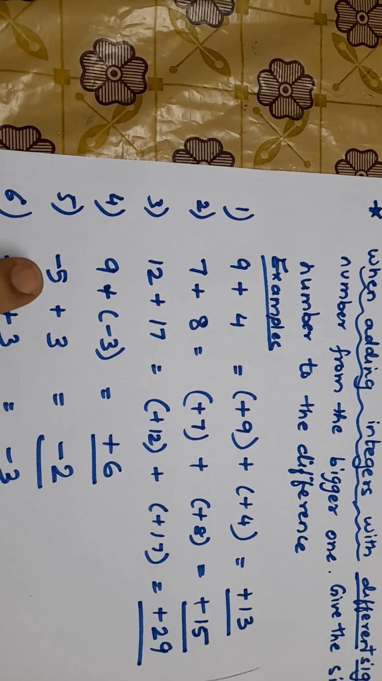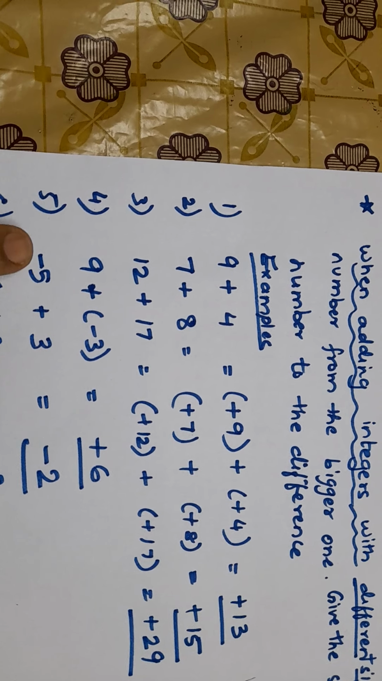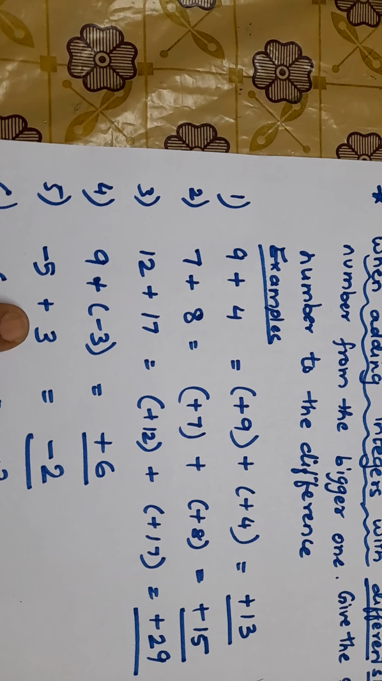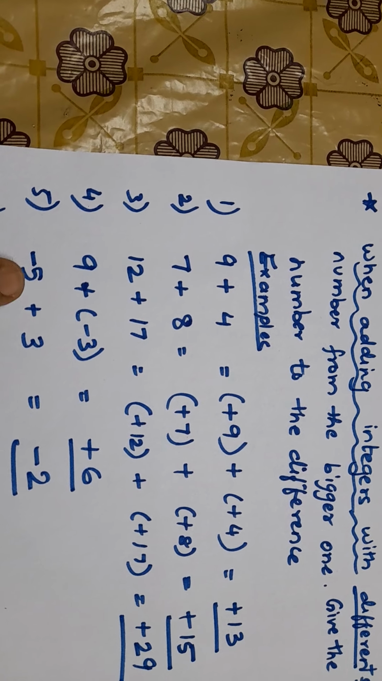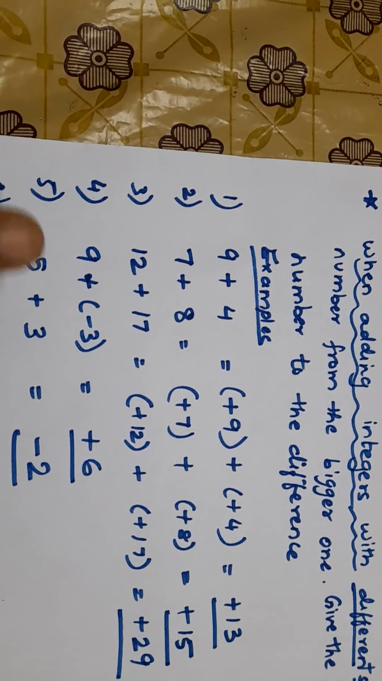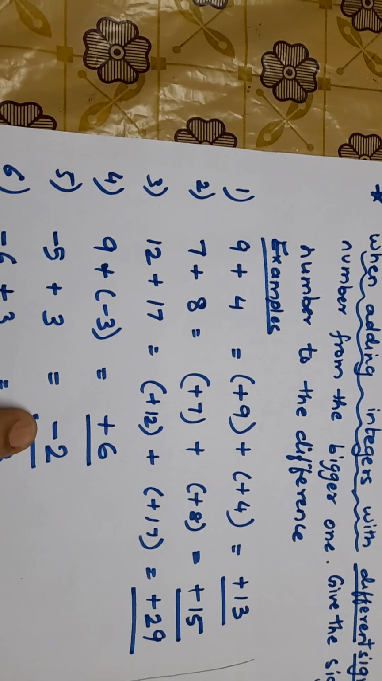Similarly, here one more example, minus 5 plus 3. Now these are the numbers with different sign. In such cases, we will subtract the smaller number from the bigger one. Like 5 minus 3 will give you 2. But the greater number carries minus sign, that is negative sign, so you will put here minus sign.